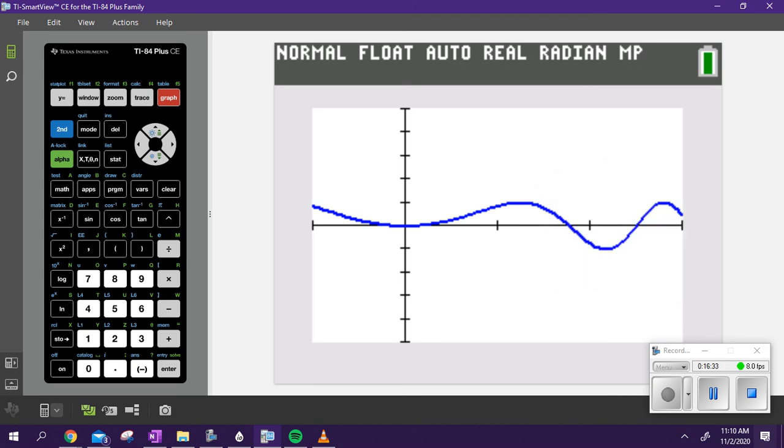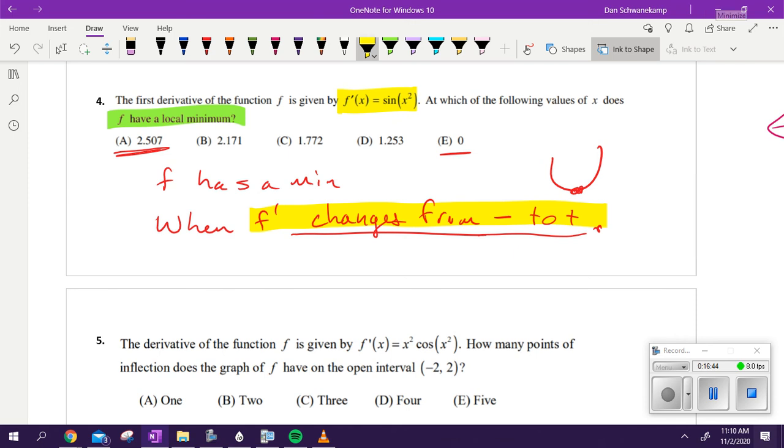Right there. Because what are we looking for? F prime changing from negative to positive. That's when it changes from below the x-axis to above. It's that spot right there, somewhere between 2 and 3. So we could look at our answers.